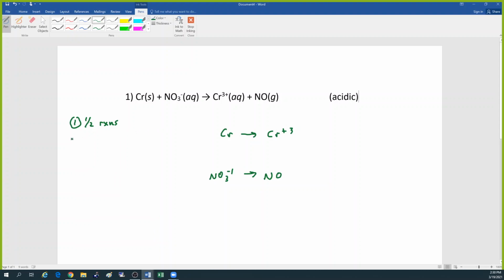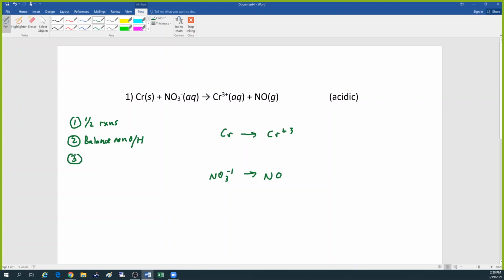So once we have the half reactions, we balance first anything that's not oxygen or hydrogen. Nothing here, nothing here, because the nitrogens are balanced, the chromiums are balanced. So now we're going to move on.